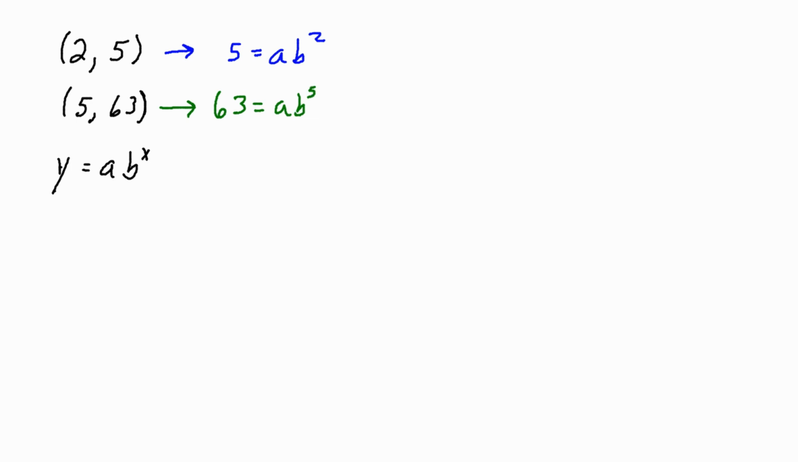What we can do here is use proportions to help us solve this. So what I want to do is take 63 and divide it by 5 and set that equal to a, b to the fifth, and divide that by a, b to the second. When setting up a proportion like this, it's going to be easier for us to work if the larger exponent of b is in the numerator. That's why I used 63 on top and ab to the fifth on top.